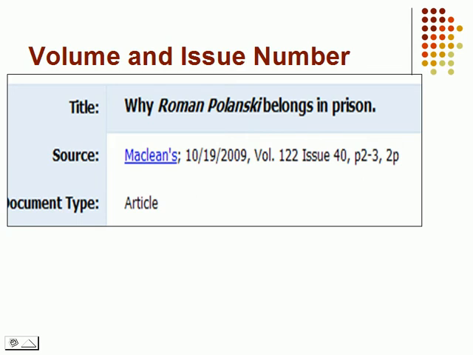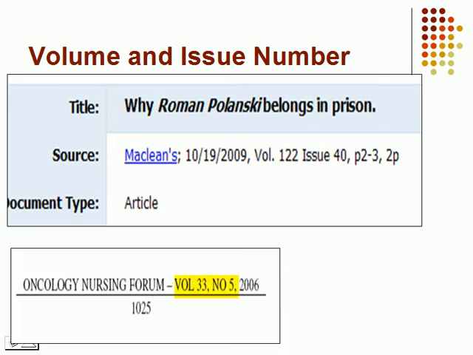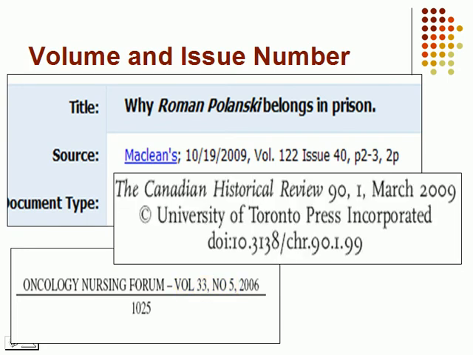This information may be abbreviated. For this reference, the volume is 122 and the issue is 40. Here, the volume is 33 and the issue is 5. You may have just the numbers. The first number is the volume and the second the issue. This is volume 90, issue number 1.